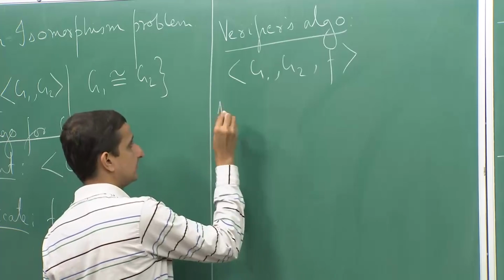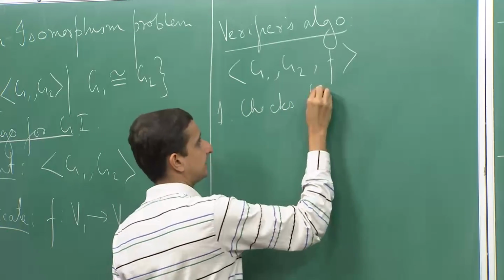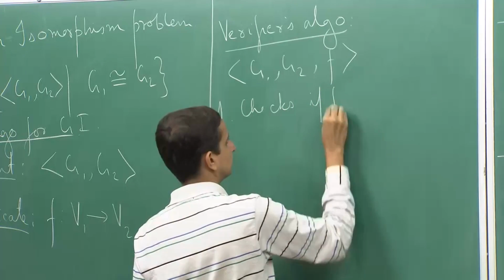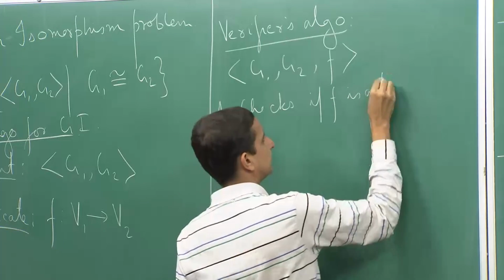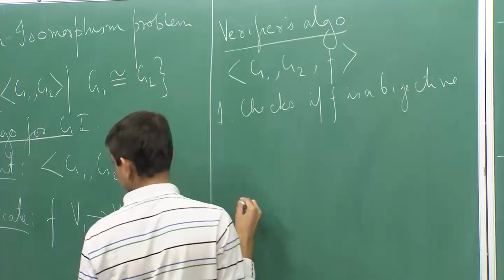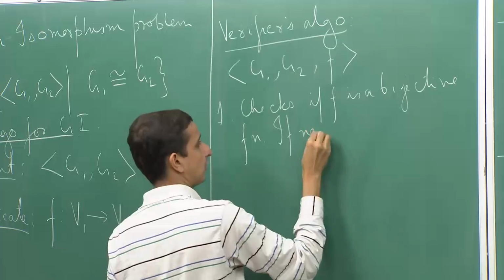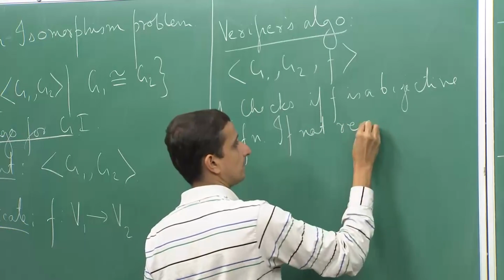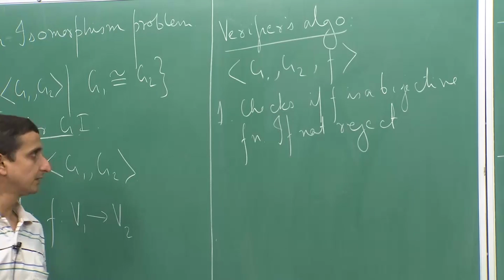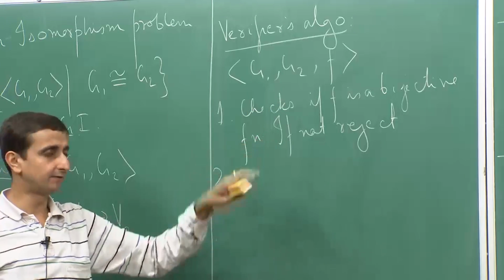Okay. So, first it checks if f is a bijective function. If not, then reject. If f is not bijective, we immediately reject. Now, suppose it passes the first check that f is indeed a bijective function.